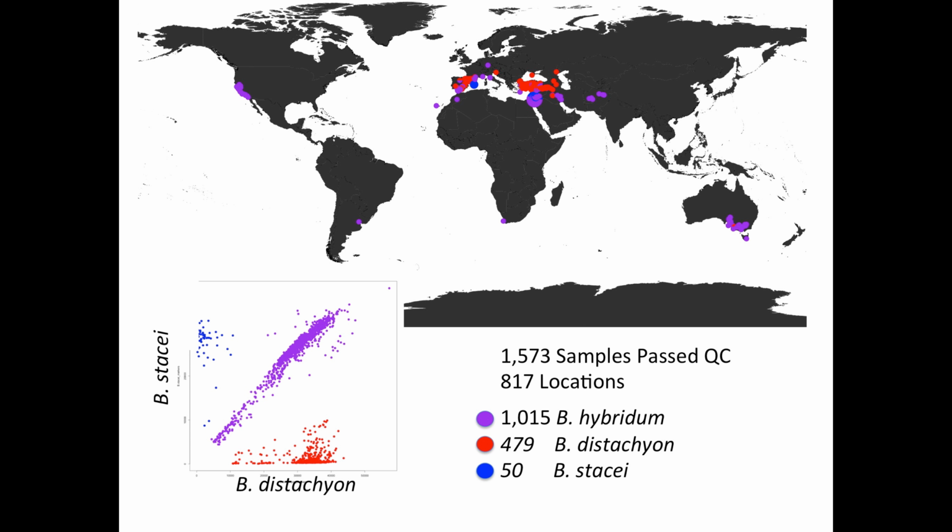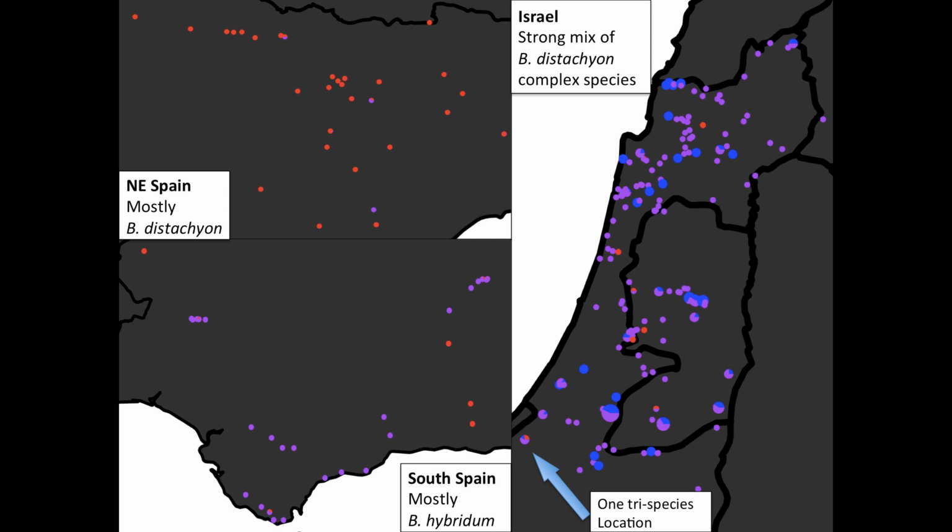You might be doing well today, but how will you do well when the environment changes? What sort of adaptive potential do you have? So we're going to now look at the genetic diversity within each of these species. So this is the count. Like 1,000 accessions were hybridum, about 500 were distachyon, and 50 Stacei. What's the genetic diversity within those samples?